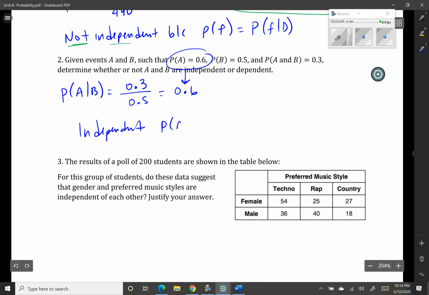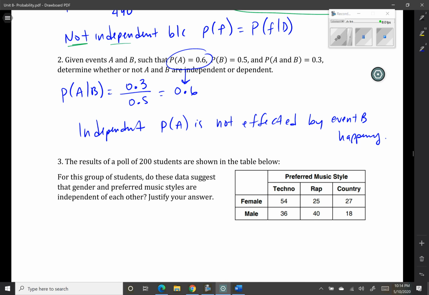The probability of A is not affected by event B happening. I don't even know what these events are, but I do know how to find probabilities using what I learned in lessons 3 and 2. So I can find this conditional probability just using the rule.